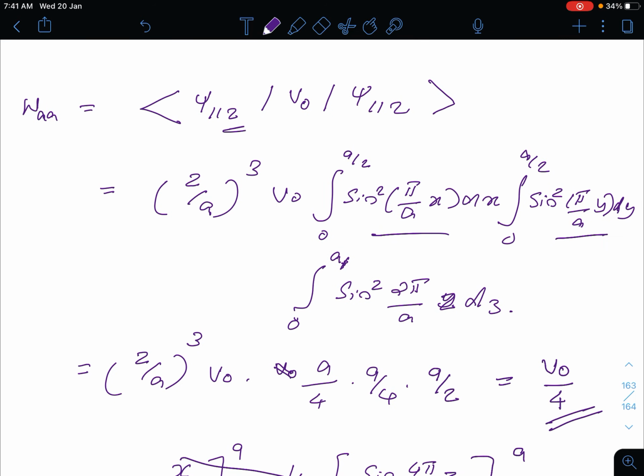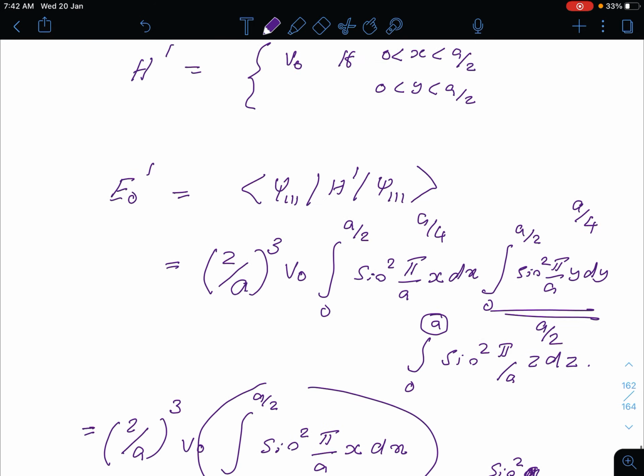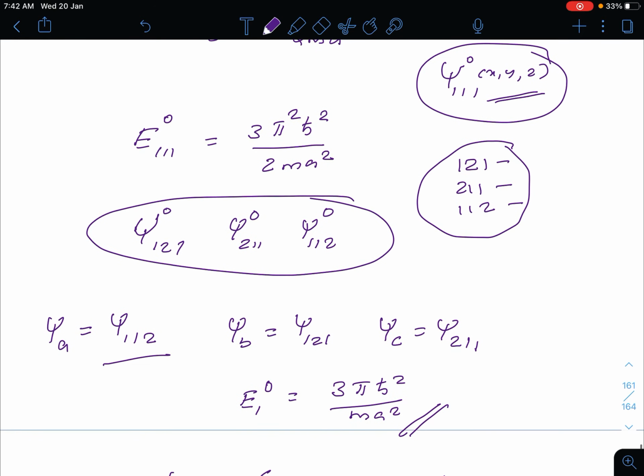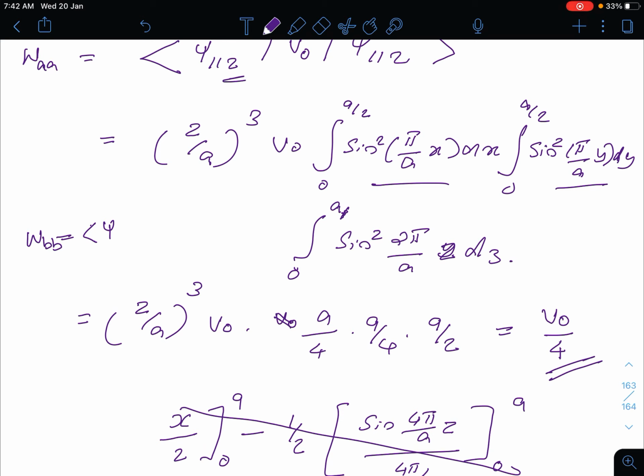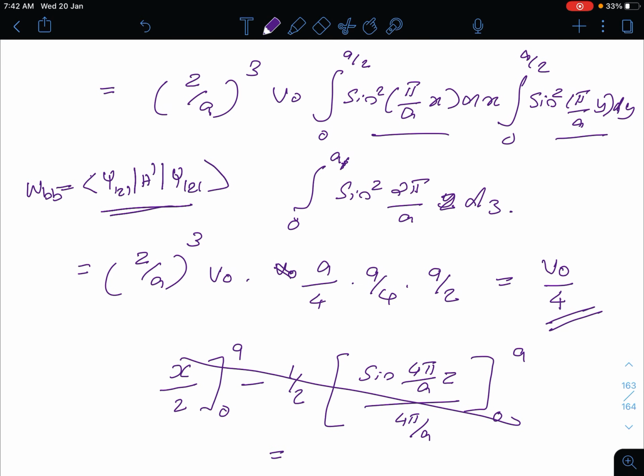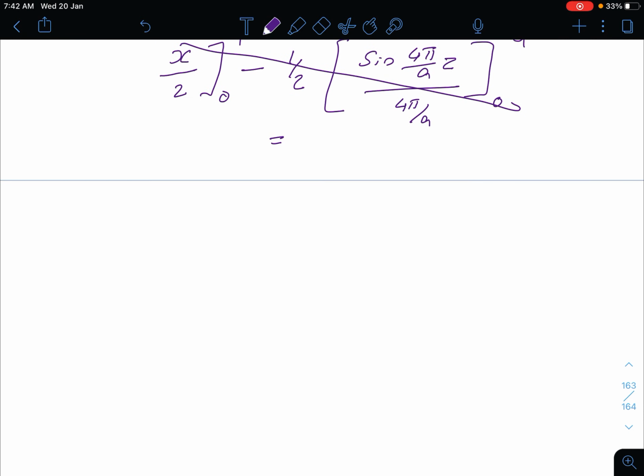Next, let's look at only the diagonal elements. BB is simply psi B, which was 1 2 1. So 1 2 1 H dash psi 1 2 1. No problem. Only the second index changes, it is an interchange, so no problem to the whole result. Again that would be V0 by 4. Then for 2 1 1, that also gives the same result, V0 by 4. Is it clear? So all three diagonal elements, WAA is equal to WBB is equal to WCC, which is equal to 1 by 4 V0. Clear?